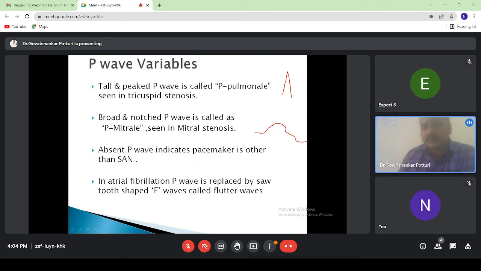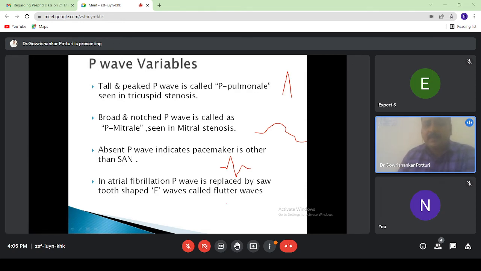Absence of P wave: suppose you don't have a P wave and directly the QRS complex is starting. That indicates that your pacemaker is other than the sinoatrial node. That means your heart is not in sinus rhythm. The sinoatrial node is not producing the potentials. Some other, maybe atrioventricular node or Purkinje fibers, is producing.